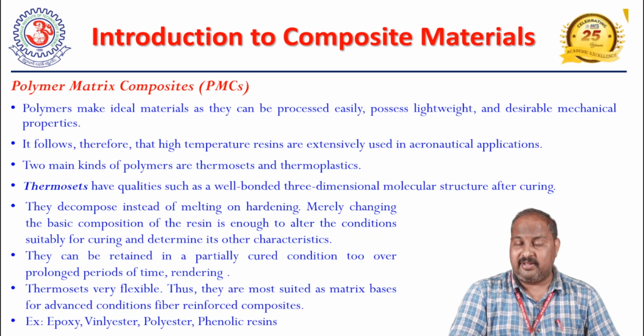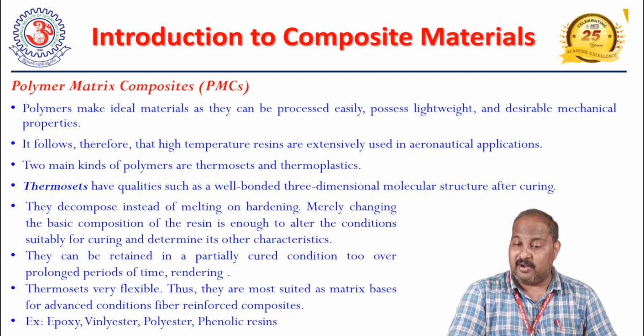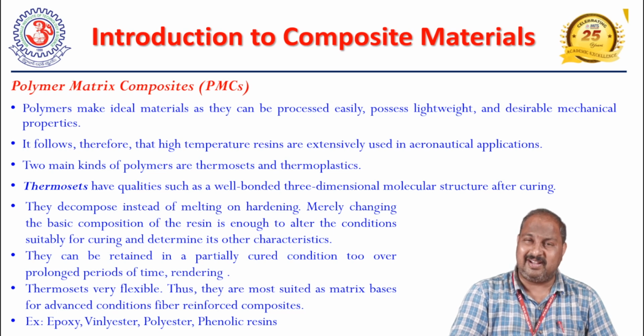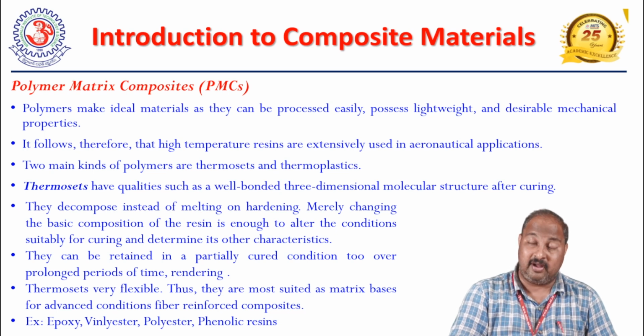Polymer composites. Polymers make an ideal material in most cases because they can be easily processed, and they are very lightweight and possess desirable mechanical properties. It follows, therefore, that high temperature resins are extensively used in aeronautical applications, such as phenolic based resins. The two main kinds of polymers we use as a matrix material in composites are thermosets and thermoplasts.